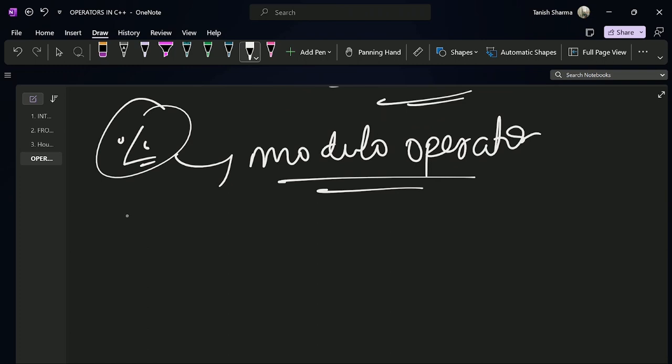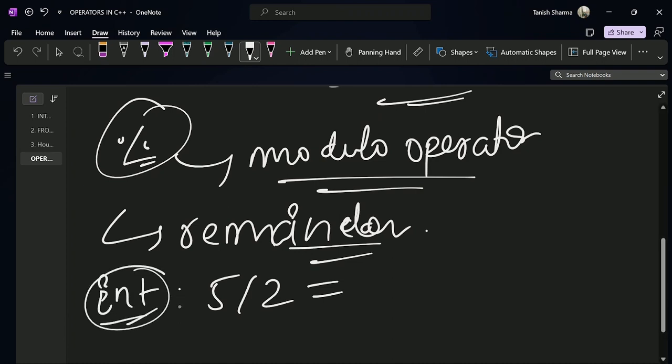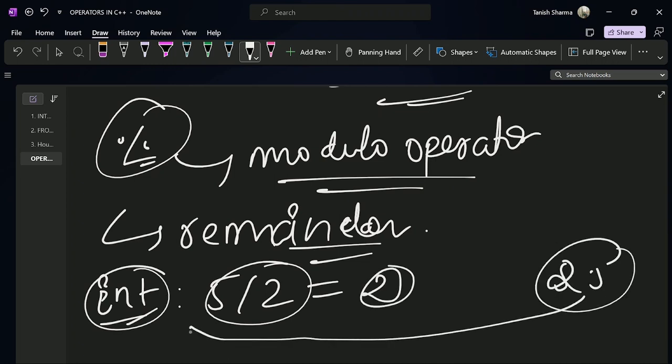So what is the modulo operator? This modulo operator is actually used to take out the remainder. Like you want to divide 5 by 2. In that case, since we know that in C++, if we consider integers, in case of integer this will return 2. It won't return 2.5 as we are storing it in an integer. So it will eventually be returning 2.